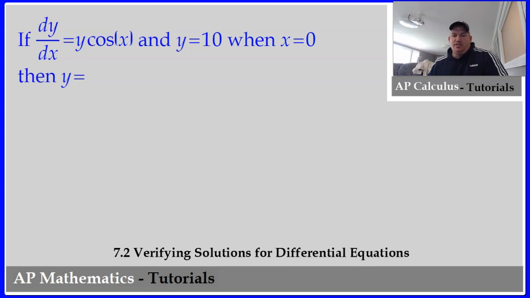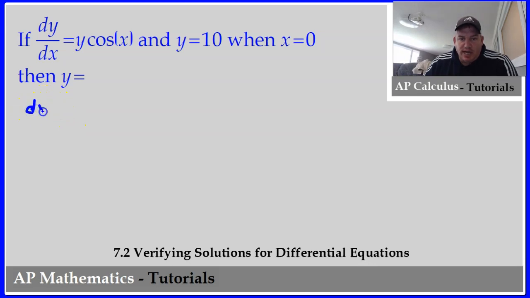Hi, calculus students. We're here doing section 7.2, verifying solutions for differential equations. In this section we have dy dx equals y times cosine x. So the first thing I notice here is that we have a function of y times a function of x, and that usually leads to separation of variables. So we're going to separate the dy and the dx.